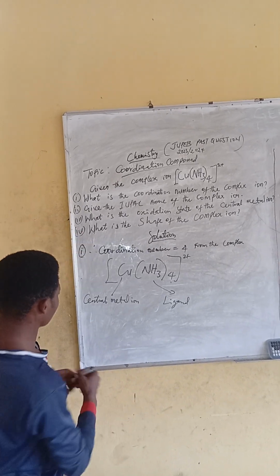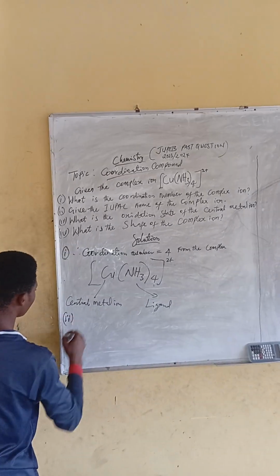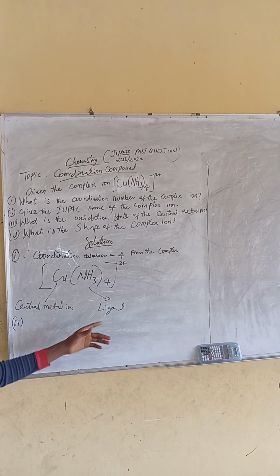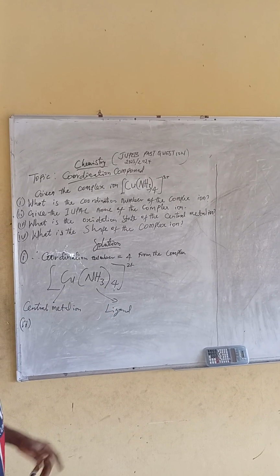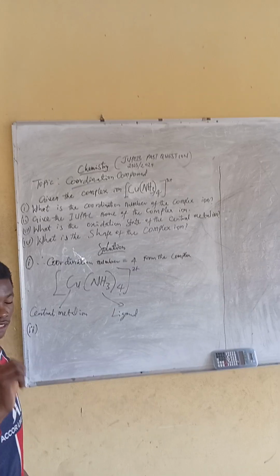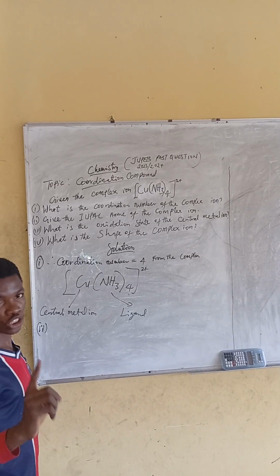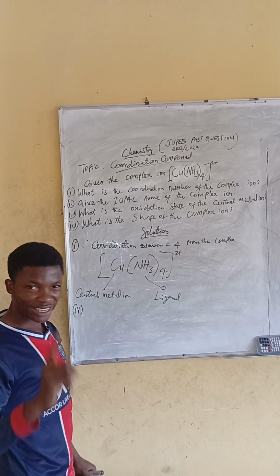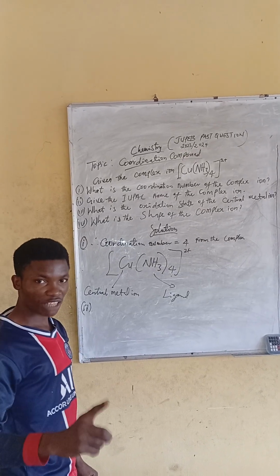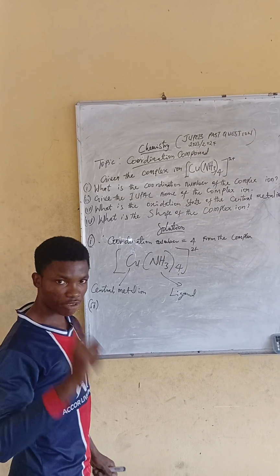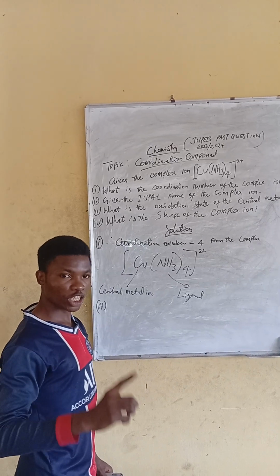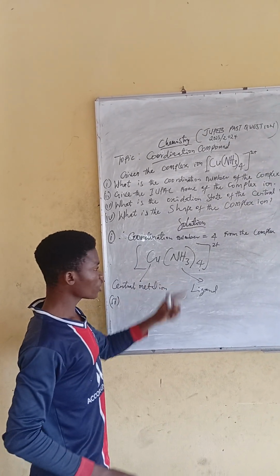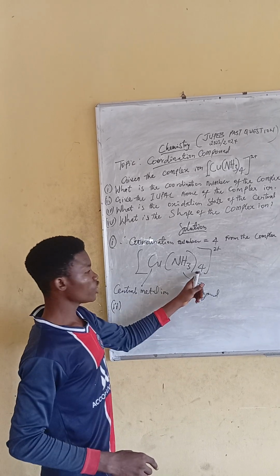So now the next question says: give the atomic name of the coordination complex. In this case, we have to name this coordination complex. And remember, when you are naming any coordination complex, always start from the ligand. We name the ligand first. And here is 4.